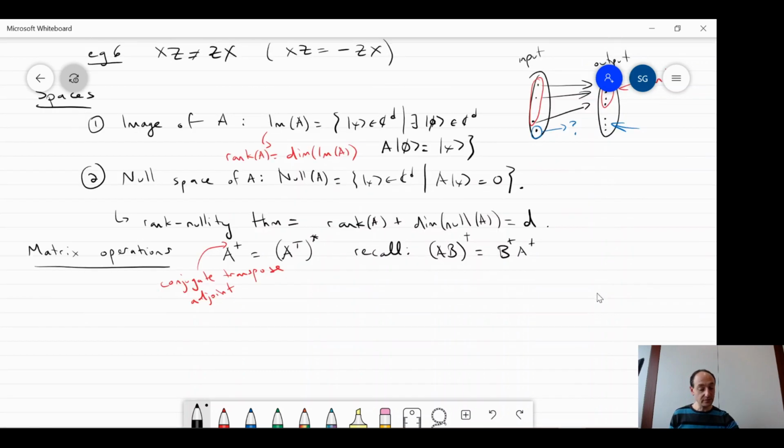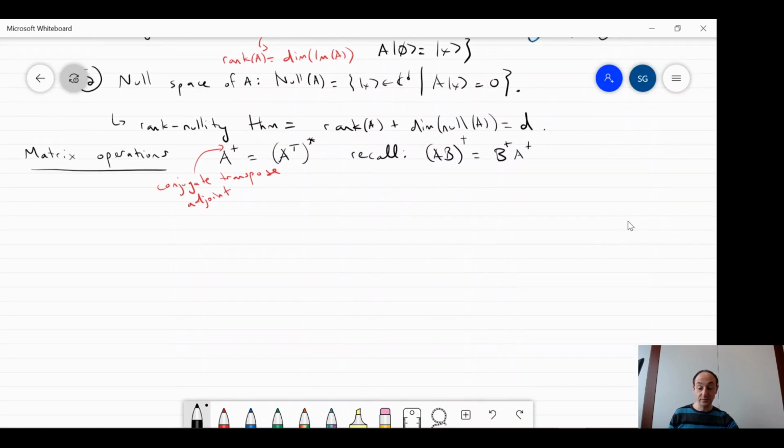So dagger is very common. We're going to use it all the time. In fact, that's what we use to go from a ket vector to a bra vector. But the other important operation we'll use is the trace. So here's maybe one.